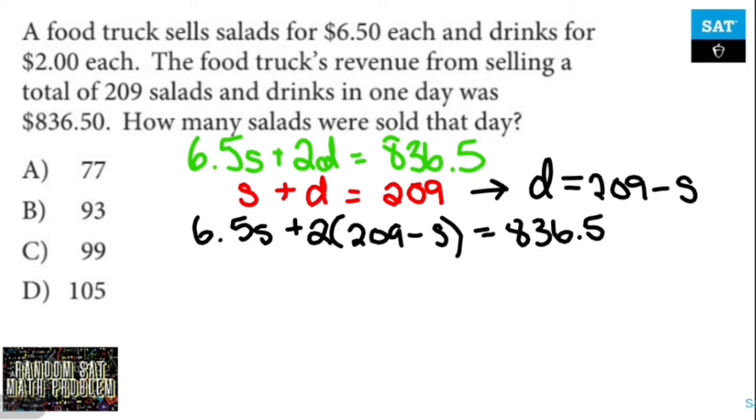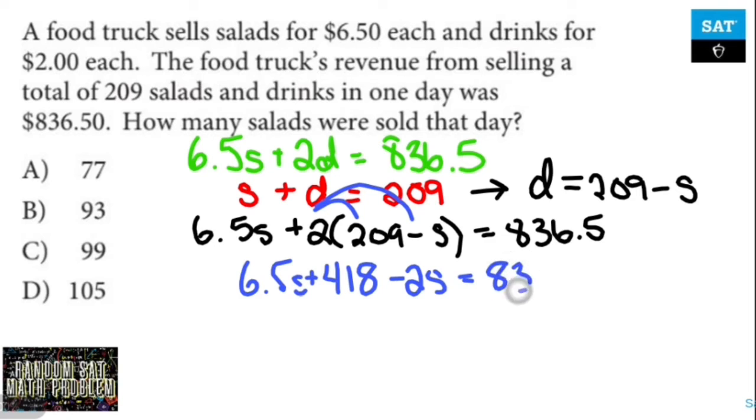I now have the distributive property I have to deal with, so let me get that out of the way. That becomes 418 minus 2S. The 6.5S still just drops down, comes along for the ride. That's going to equal 836.5. Okay. Can I combine like terms? Sure can. I've got 8.5S minus 2S, so I've got 4.5S.